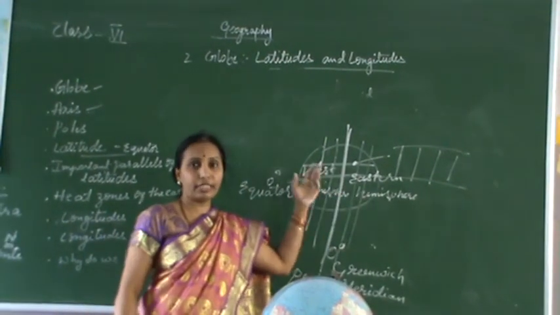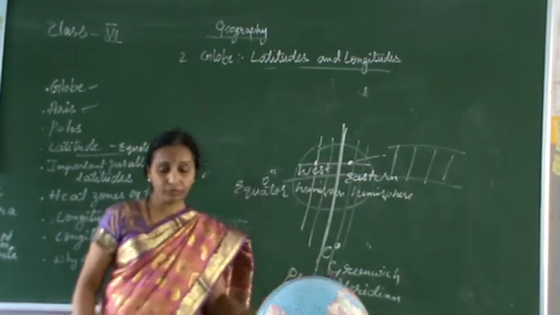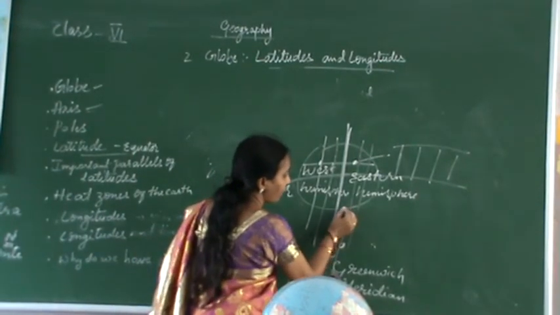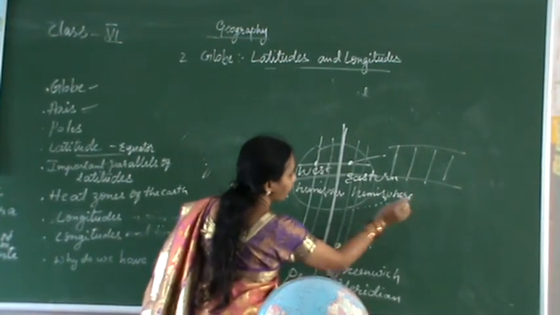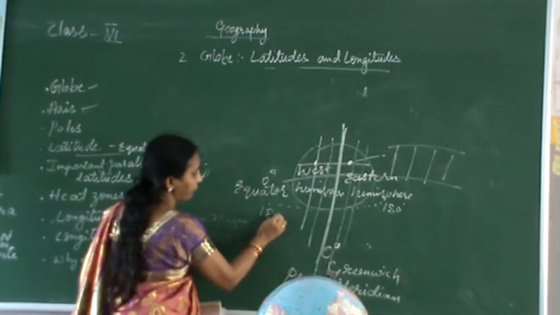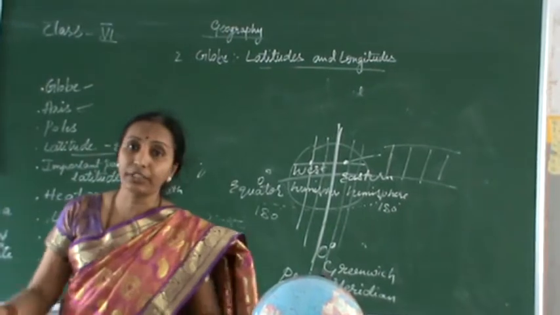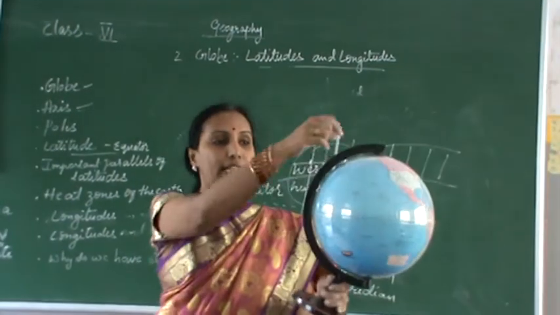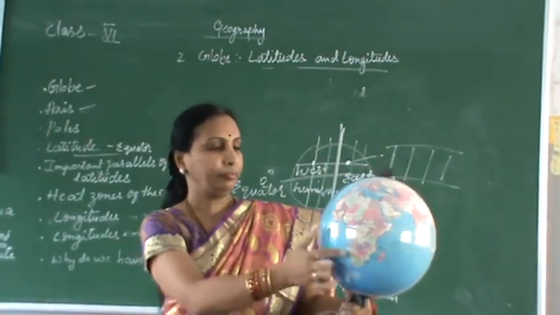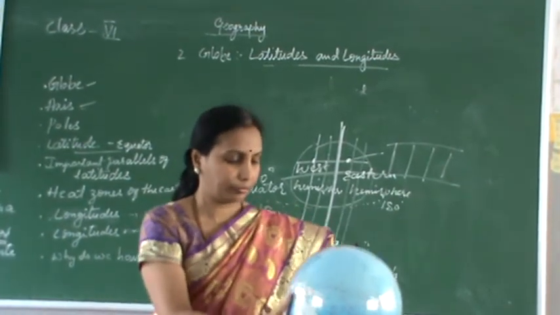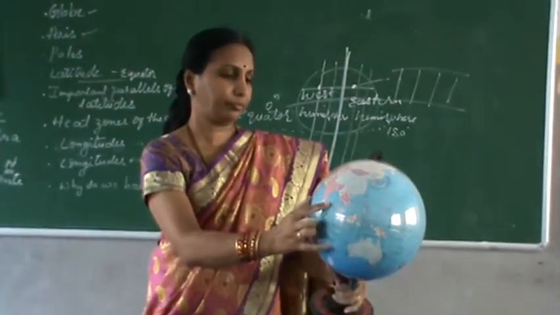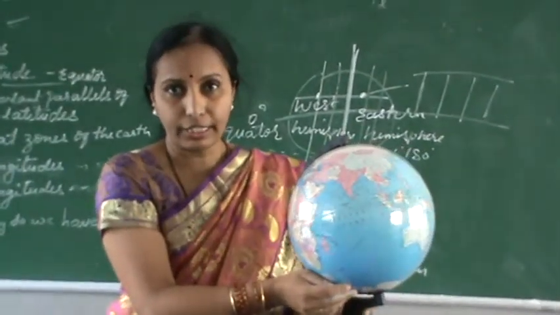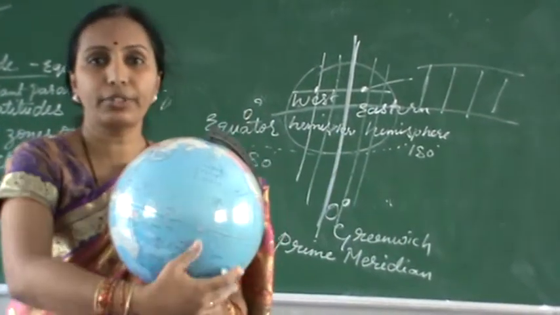This is the eastern hemisphere and this is the western hemisphere. 0 degrees from here up to 180 degrees, and from here up to 180, total 360. As you can see, suppose this line is a meridian. This line is taken as the prime meridian, the reference 0 degree. Exactly opposite to it is 180 degrees.